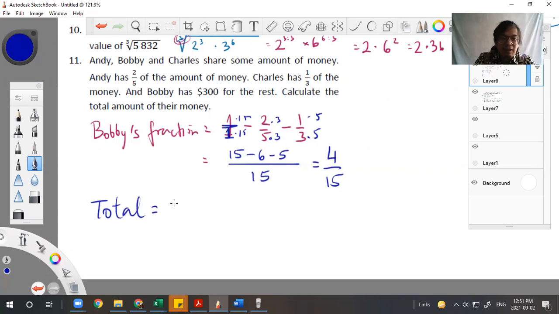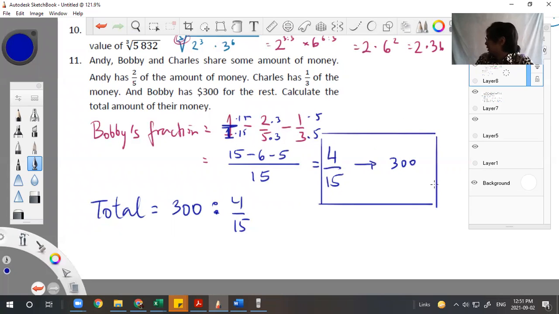Total amount of money is 300 divided by 4 over 15. Okay, that's how you do it. Why is it division? Because this is representing 300, right? So you have to divide this. Okay, what can you do next? Remember, if you divide by a fraction, you have to multiply by the opposite, right?